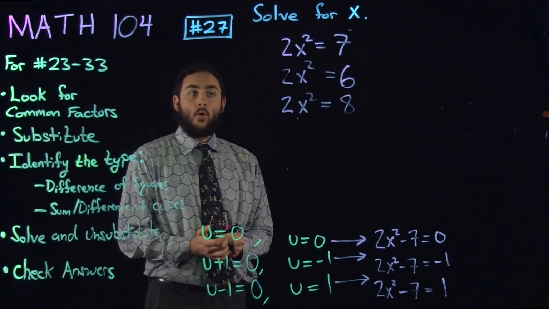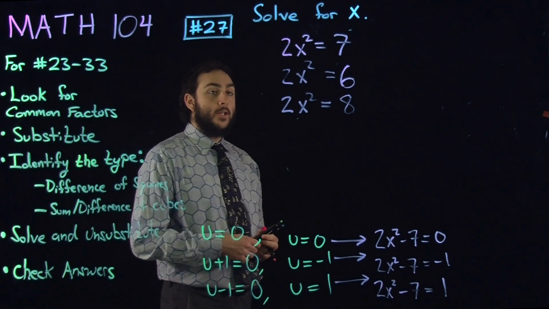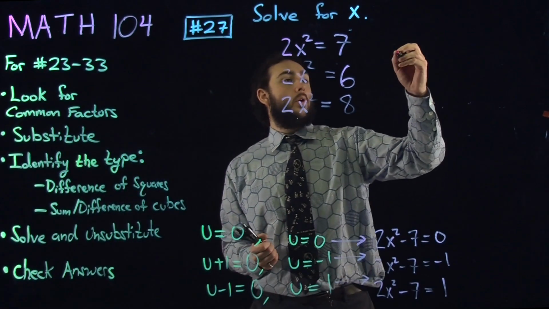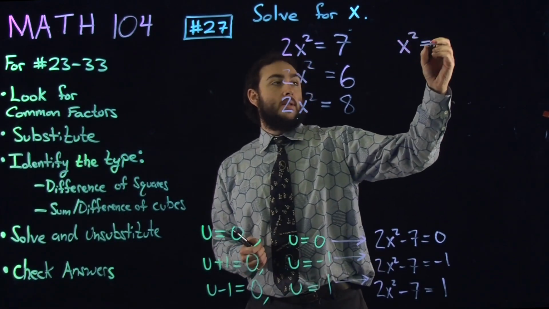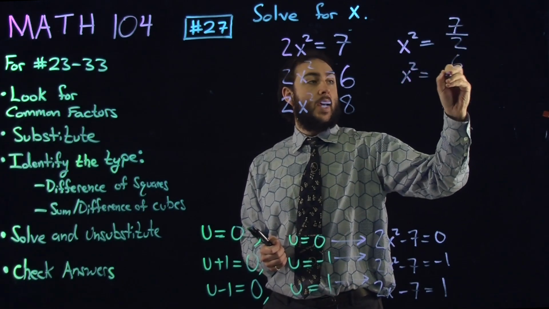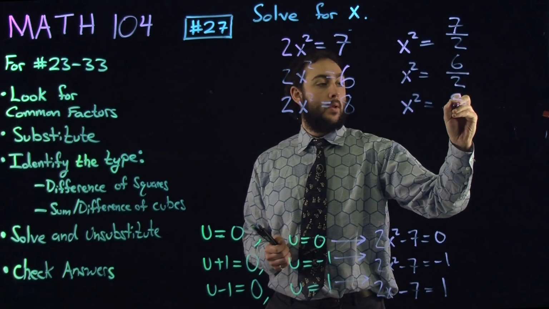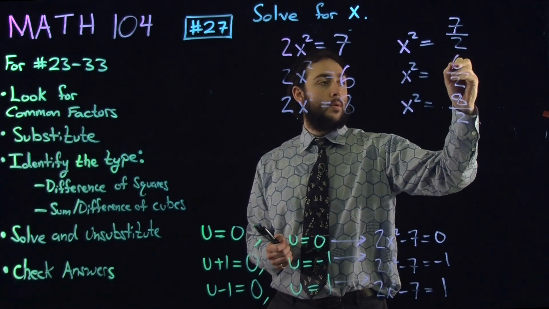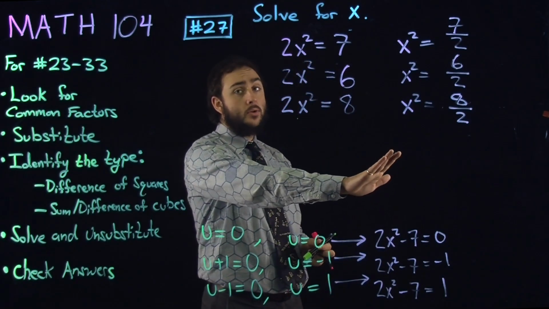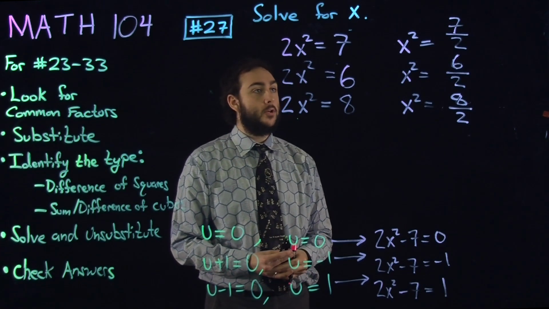Okay? If our goal is to solve for x, we're going to continue to isolate x on one side of the equation. The next step is to divide each of these by 2. So we'll get x squared is 7 halves, x squared is 6 halves, and x squared is 8 halves. Of course, we could simplify some of these numerically, but there's no need to do so, and especially in more complicated problems, it's best not to.